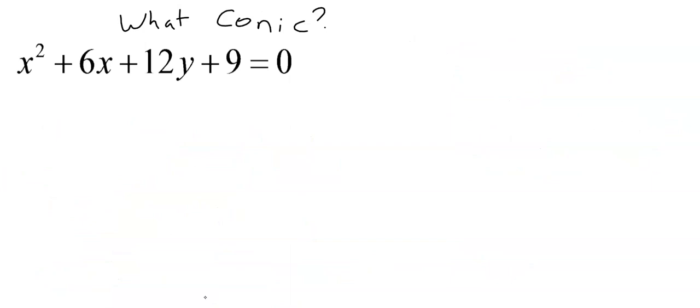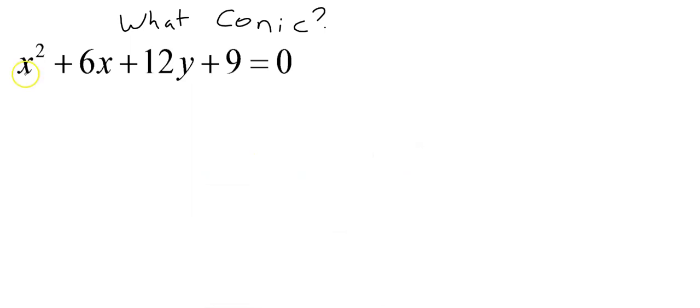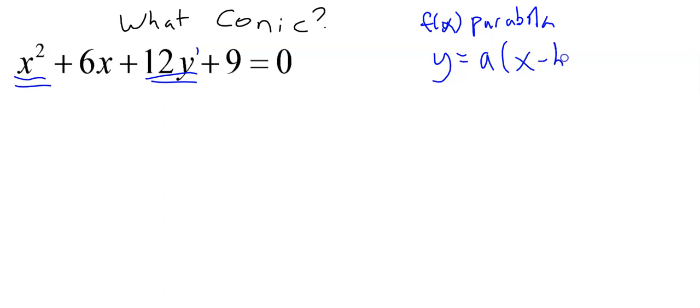Let's try another one here. Again, the first thing you want to do is identify the largest degree term of each one here. So we've got x squared. And for y, we have y to the first power. So that's the first power, that's the second power. So right away, you can go, okay, this is not even that tough for us. We know this is definitely a parabola. We want to get it in the form of y equals a times x minus h squared plus k. So that's the form we're going for.